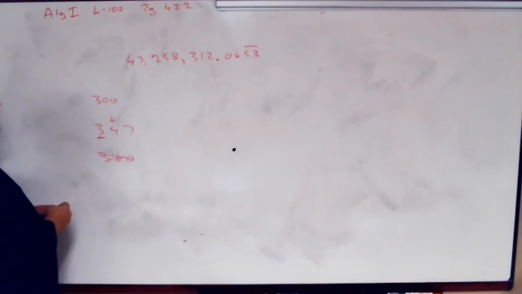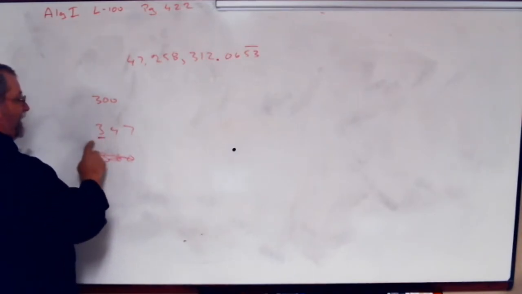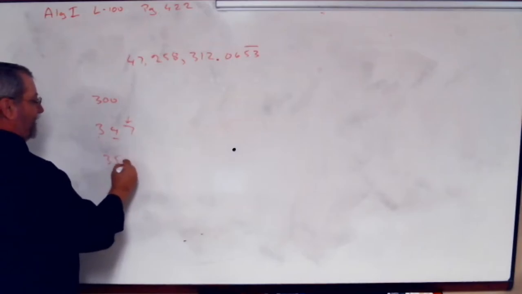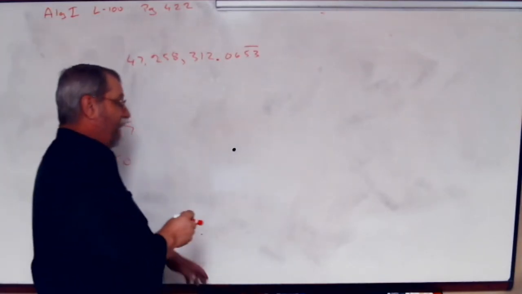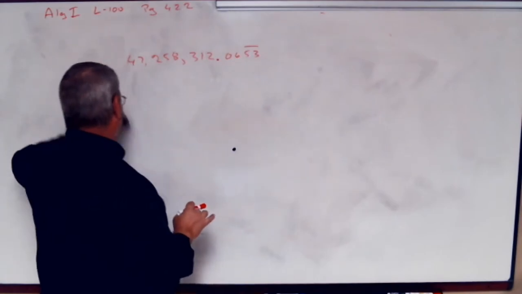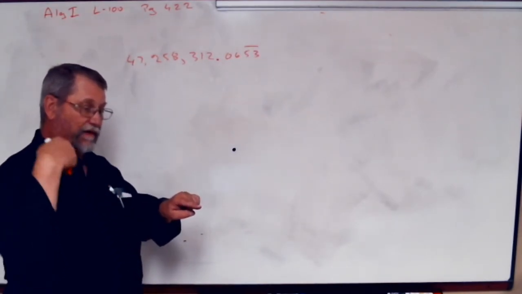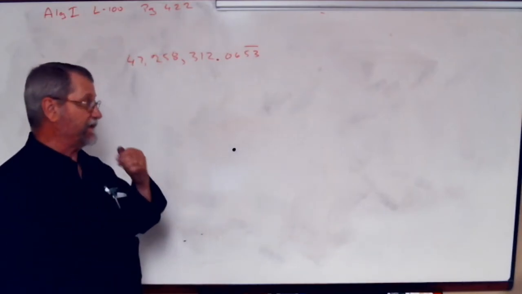Y'all got that? This number here rounded to the tens place, right here, this is a 7, so this is going to go up, 350. All right? So the biggest thing, find out what place value you're working on, underline it, see what's behind it. That tells you what the number's going to do.